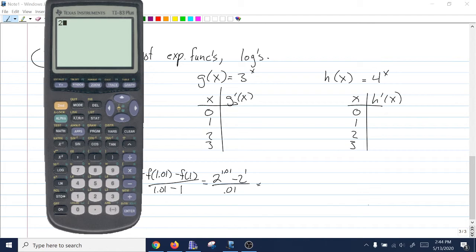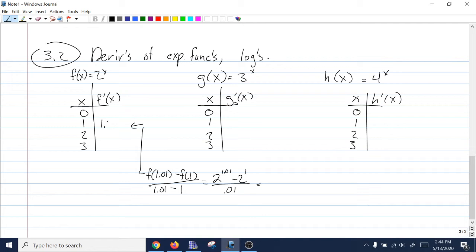What is 2 to the 1.01 minus 2 to the 1, which I know is 2? Divide that by 0.01. I'm getting the number 1.39111. Round that to 1.39. This is worse than the last time. Last time we made this chart, everything turned out to be a whole number. In this version, basically nothing's going to turn out to be a whole number.